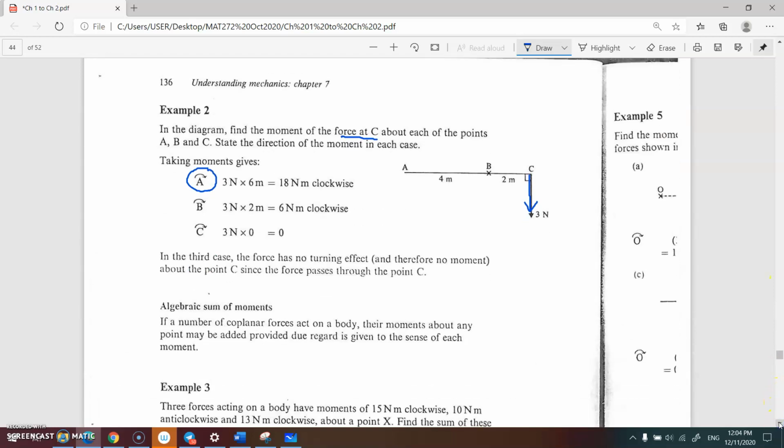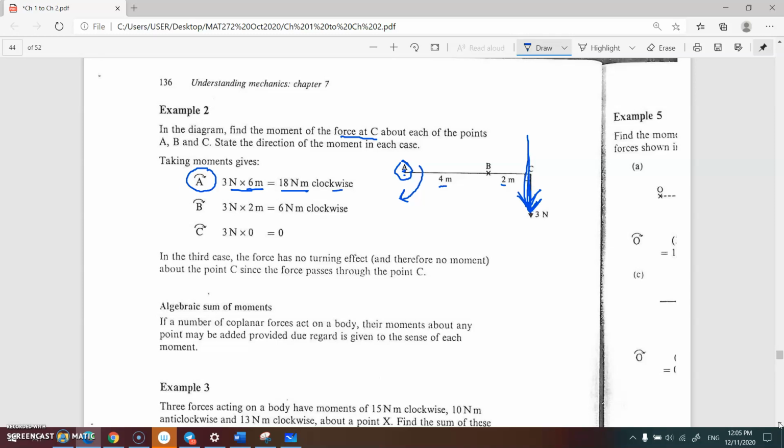For this question, it means that the pivot or the nut is at A, and then at B and also at C. If the force is 3, the distance is 4 plus 2, so you get 6. So you get 18 Newton meter. And to determine the direction, if you pull this down, this nut will turn like this. So it will turn clockwise.